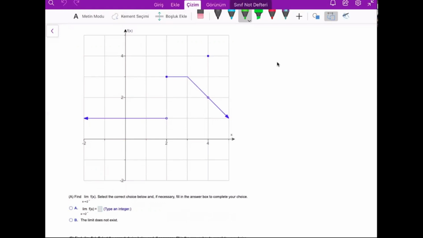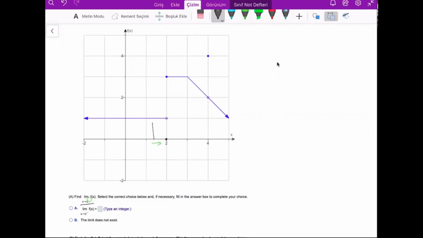So here, our aim is to calculate the limit when x approaches 2 from the left side. So x = 2 is this point. Approaching from the left side, because of this minus sign, we understand left side. We should approach from the left side of the 2.